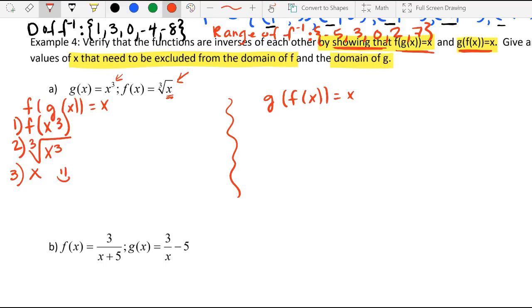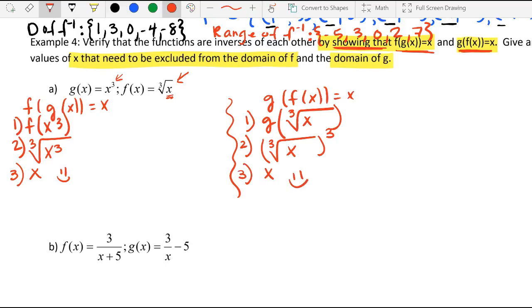Okay, let's see if this side's also going to do the same. Step 1, g of f of x, f of x is third root of x. Again, you may not do things in your head when you're showing proofs. Step 2, g is x to the third, so I'm just going to put in a blank and then to the third, and this gets a third root of x. And again, third root and power 3 are inverses of each other. So they both come out to be x.